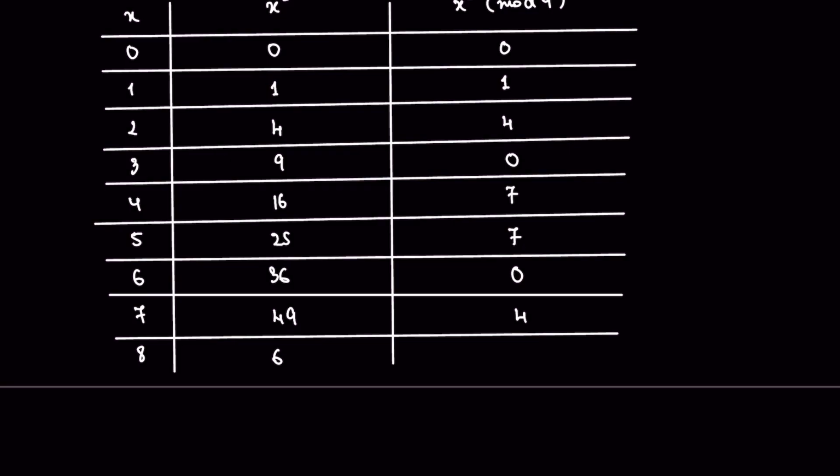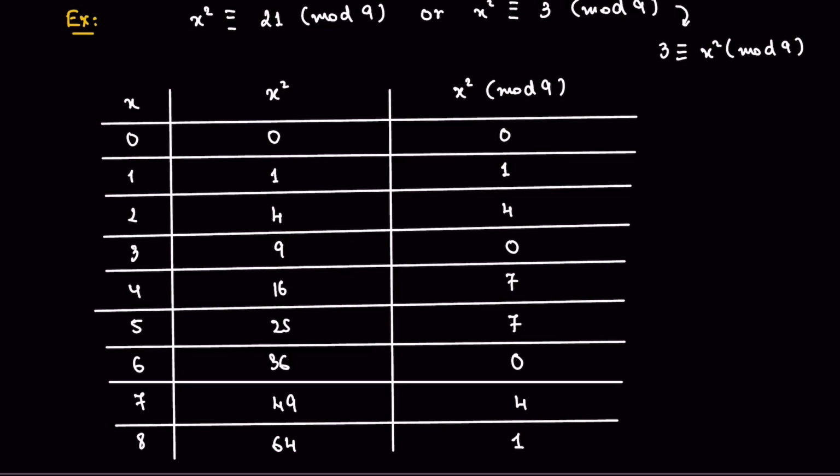And 8 squared is 64. 64 mod 9 is equal to 1. But what you're looking for is the remainder equal to 3. And you don't see any value of 3 here. Therefore, the conclusion is that there are no solutions for this equivalence.